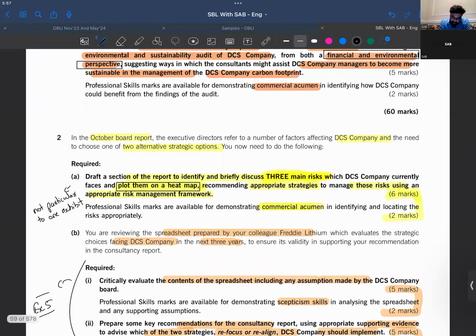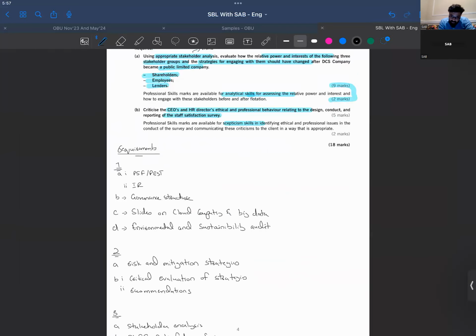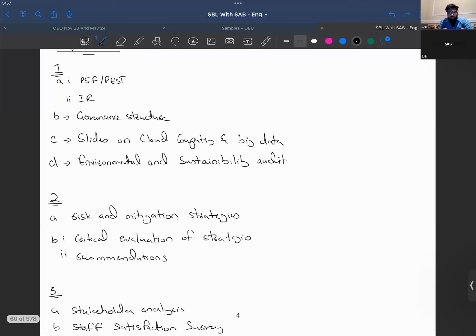And the third is stakeholder analysis, A part, and then something pertaining to the staff satisfaction survey, where some misconduct has happened. So if I just look into this, these are the requirements, and the quantum of requirements you should be able to assess in the SBL's world, right? When it was a 4-hour exam, these were the requirements for a 100 marks paper. It was, I guess, more than enough, right?